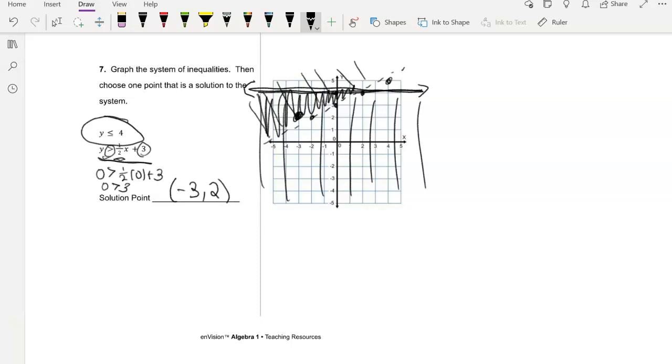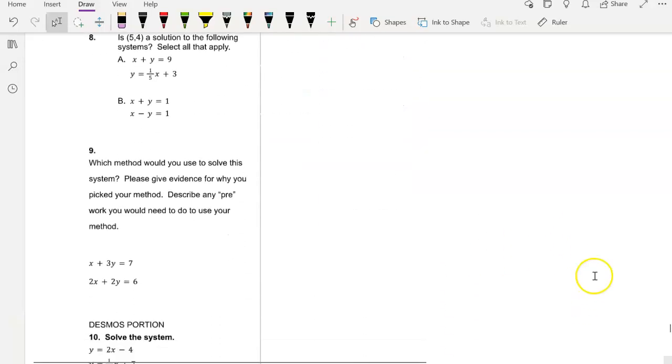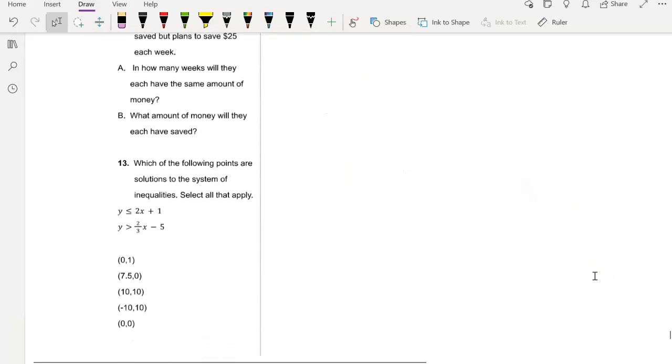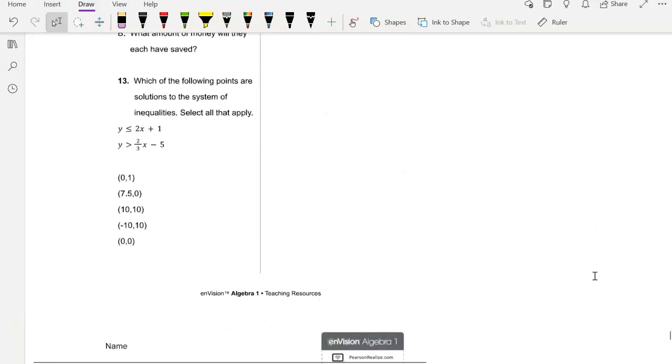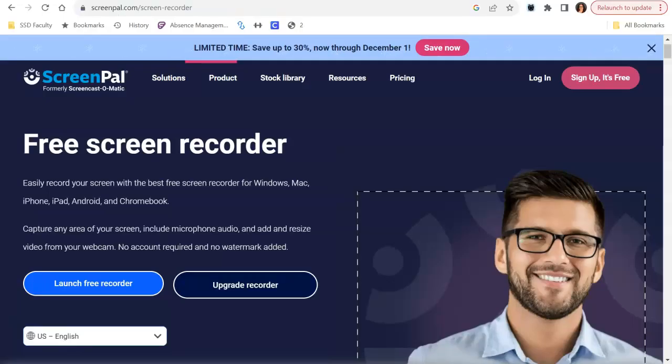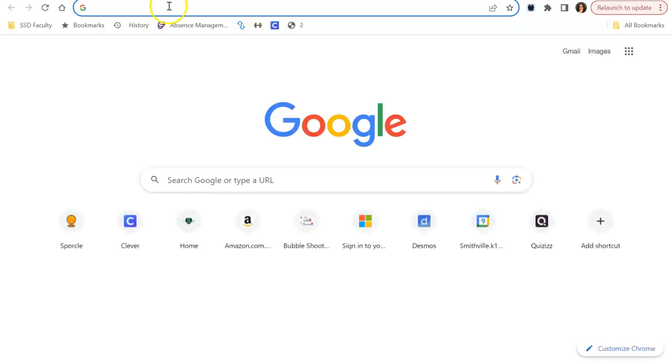All right, the other thing that I want us to look at is the Desmos section, question 13. It says, which of the following points here are solutions to this system of inequalities? So the first thing I'm going to do is go to Desmos, and type in those two inequalities.